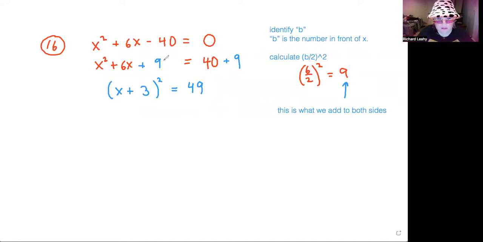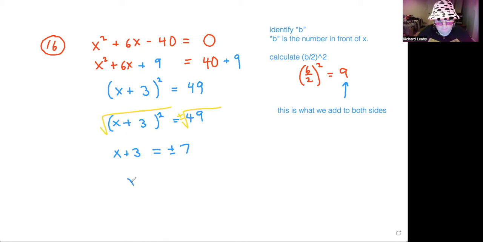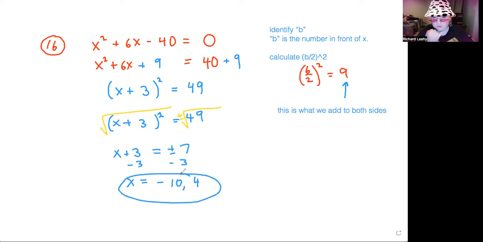Okay, next you would take the square root of both sides. I'm just going to write this again to show all the steps there. So we're taking the square root of this, and this should be plus or minus. Square and square root cancel each other out, giving us plus or minus 7. And then we subtract the 3 from that. We get either negative 10 or positive 4. Those are our 2 solutions. That's one example of completing the square.